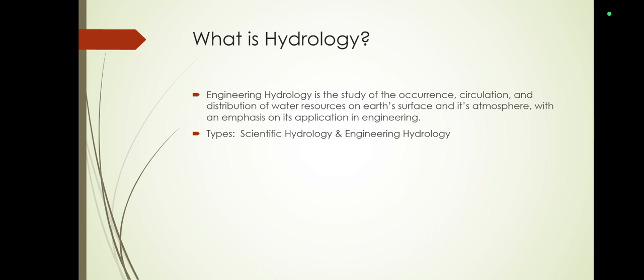Hydrology is basically an applied science. To further emphasize the degree of applicability, the subject is differentiated in two ways. The first one is scientific hydrology, and the second one is engineering hydrology or applied hydrology. The study which is concerned briefly with the academic aspect is known as scientific hydrology, and the study which is concerned with the engineering application is known as engineering hydrology.